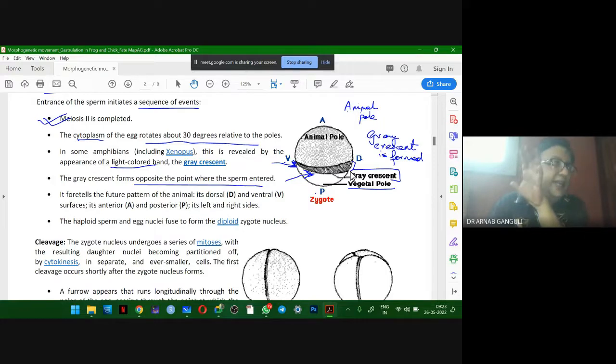Once this gray crescent is formed, it will tell you where the dorsal is, where the ventral is, where the anterior is, where the posterior is, left side, right side. So basically, directional information comes into the zygote. You can see the animal and the vegetal pole, but if you see a ball, just take a cricket ball, on the upper side you paint white, below you paint red. You can say which is the anterior and which is the posterior, top and bottom you can say, but you cannot say which is the dorsal, the back, and which is the ventral, the front portion. You cannot say that.